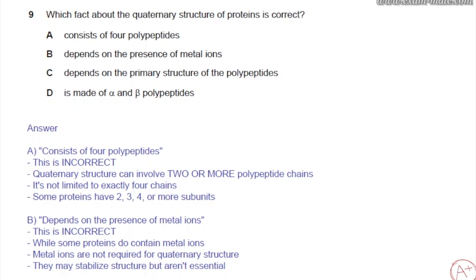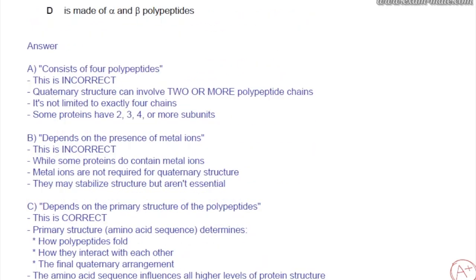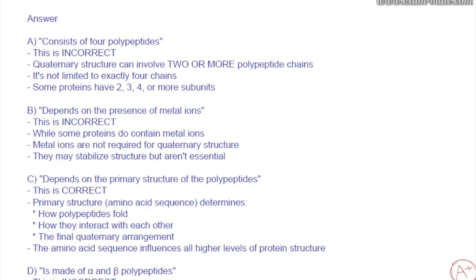A. Consists of 4 polypeptides. This is incorrect. Quaternary structure can involve 2 or more polypeptide chains. It's not limited to exactly 4 chains. Some proteins have 2, 3, 4, or more subunits. B. Depends on the presence of metal ions. This is incorrect. While some proteins do contain metal ions, they are not required for quaternary structure. They may stabilize the structure but aren't essential.